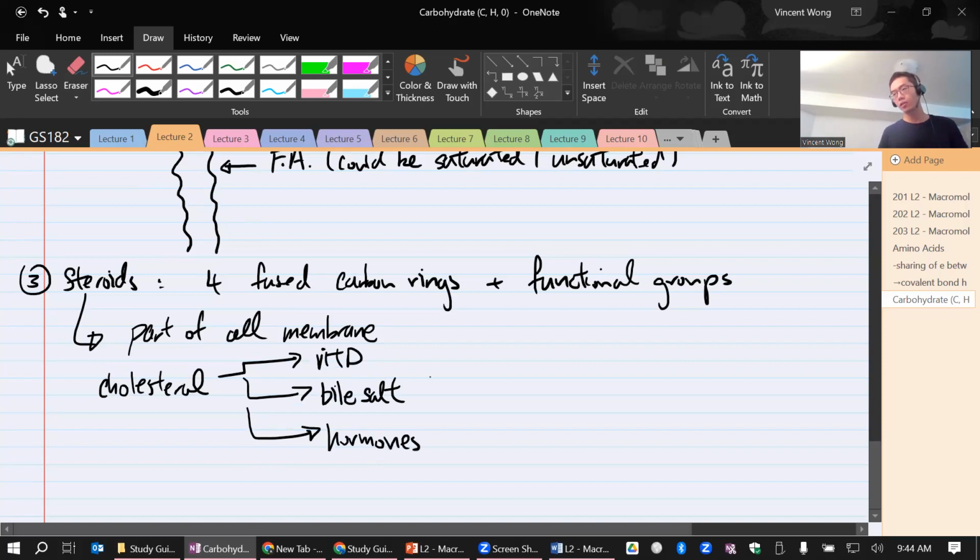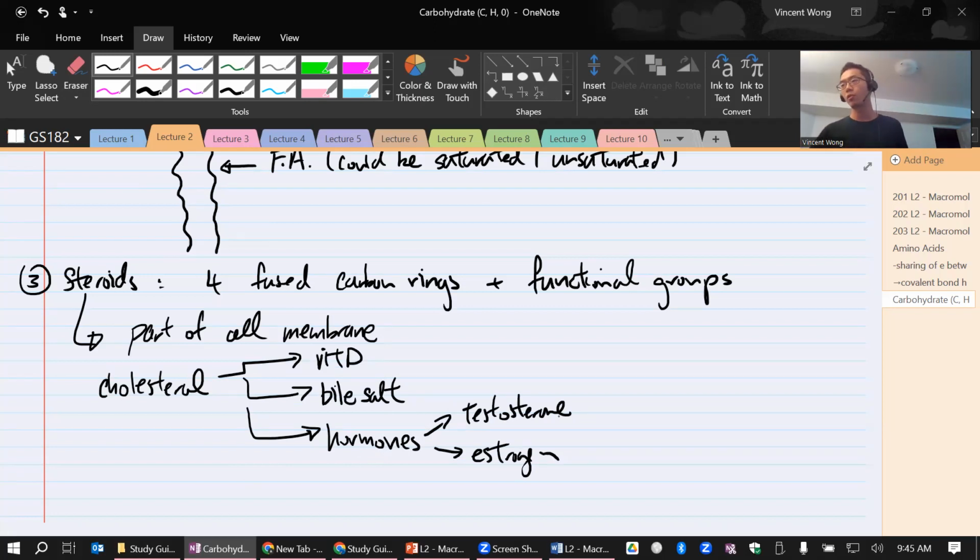Not necessarily sex hormone. Sex hormone is just an example of it, right? So like testosterone, estrogen, progesterone. Zainab said cortisol. Yep, that's actually not an example of a functional group, but that's an example of a steroid, though. You make that from your adrenal gland. You learn that next semester.